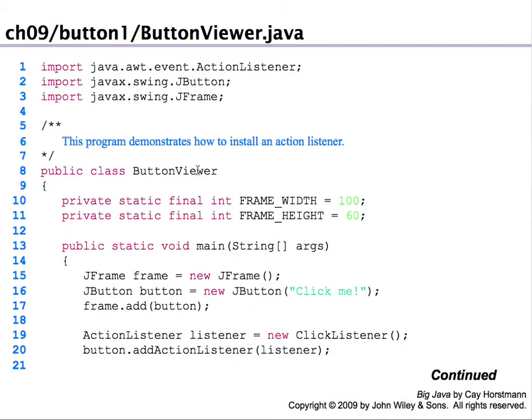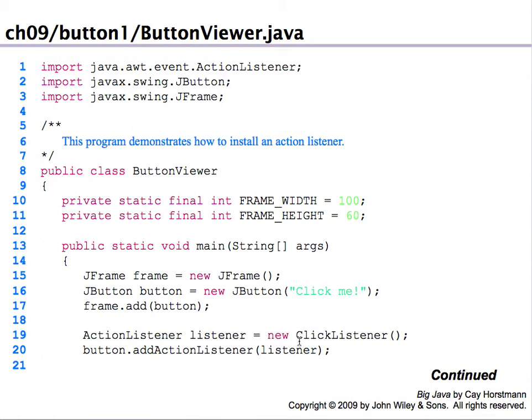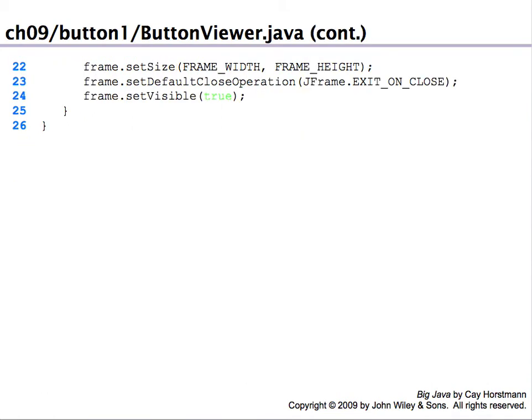Here is a class ButtonViewer that will have a main method that creates a frame, creates a button component on the frame, and adds that button to the frame. And here is where we create an object of the ClickListener class that we created, and add that to the frame, and then set the size, the regular properties that you are all familiar with.